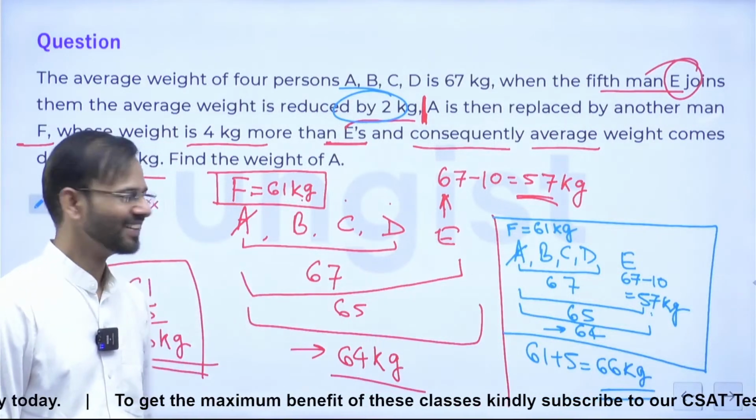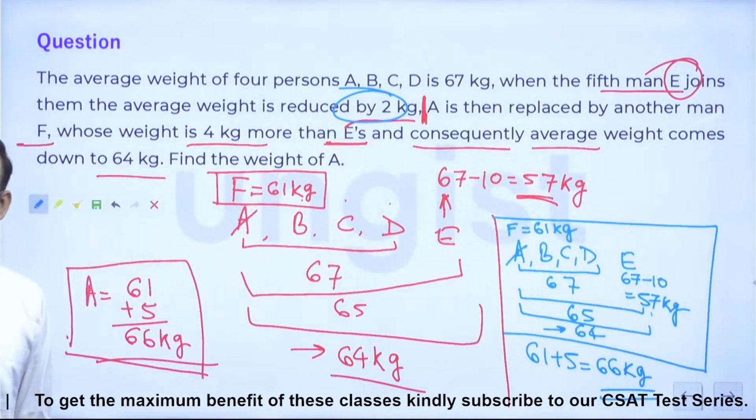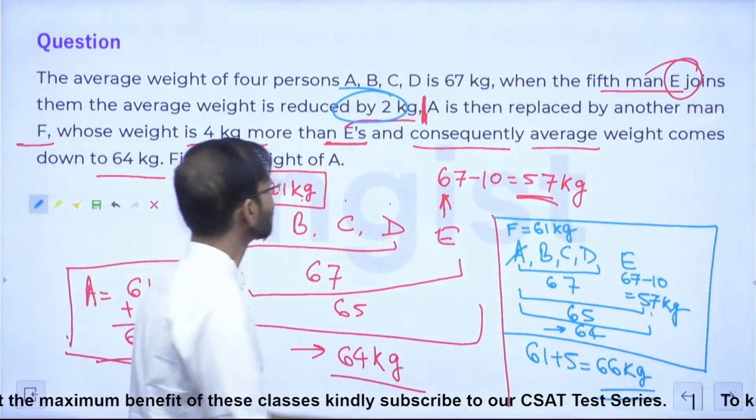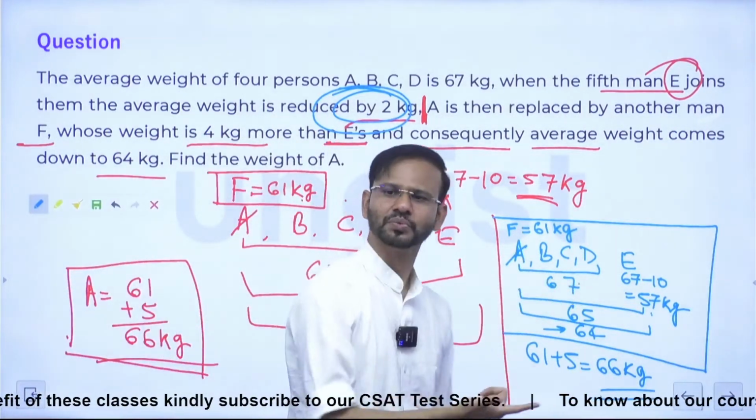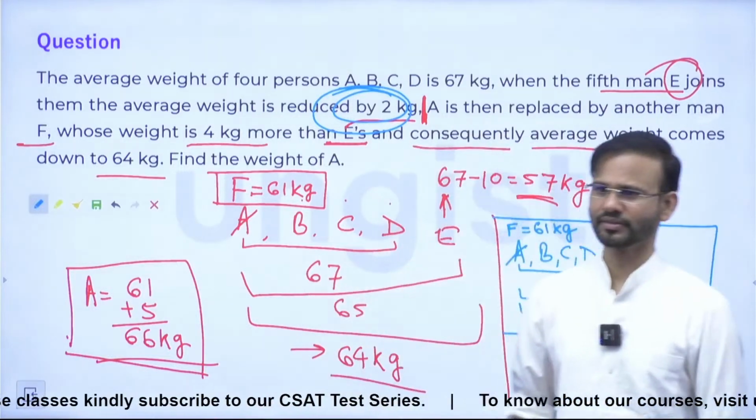65 is like this, reduced by 2 kg. So 67 minus 2 would be 65. Right?